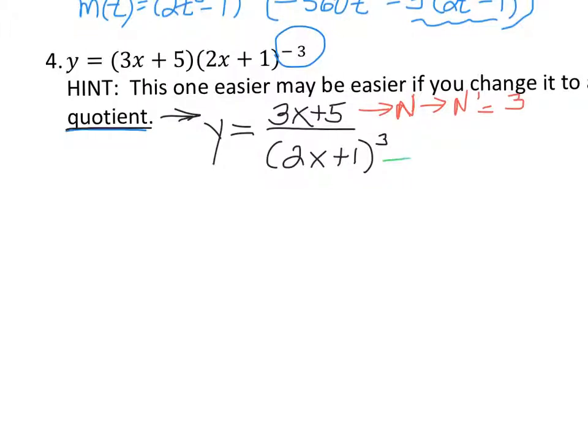And then your denominator, which is a chain rule problem, is going to be 3 times what's in the parentheses to the second power times the derivative of what's in the parentheses, which is simply 2. So d prime is going to be 3 times 2 is 6 times 2x plus 1 to the second power. And then we will apply our quotient rule.